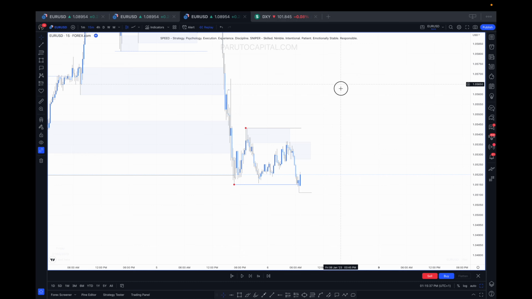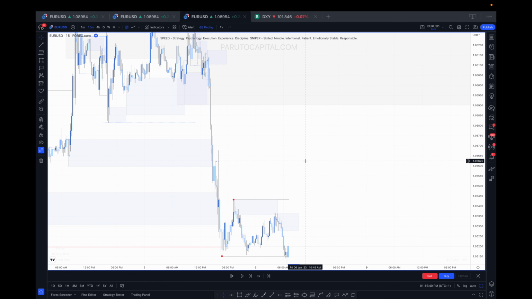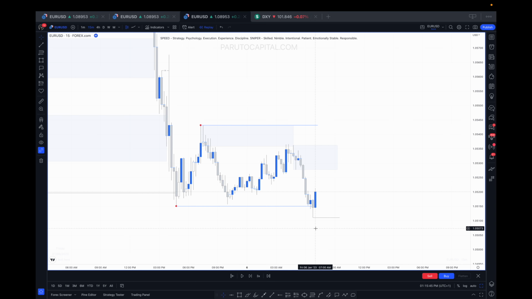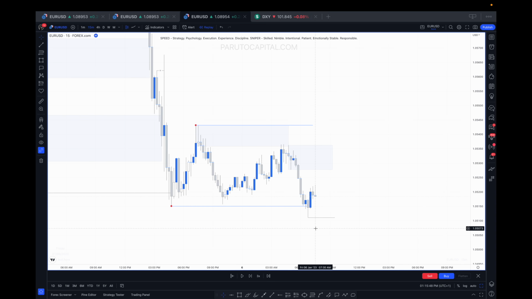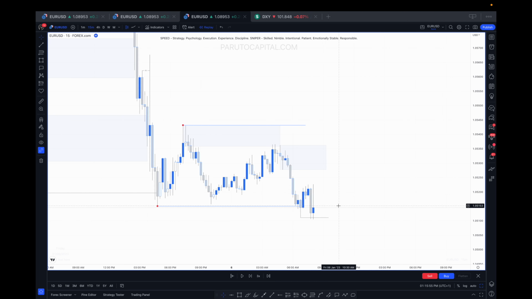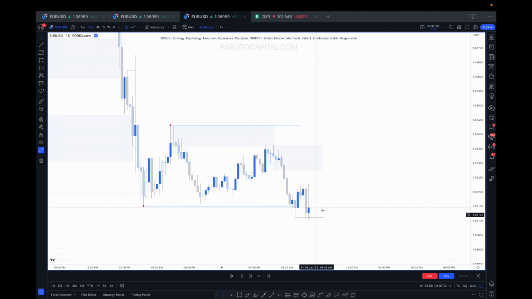However, price can of course return to fill the imbalance we have there. So this is 7 a.m. Let's see what happens. 7:15, 7:30, 7:45, we wicked that low. 8 a.m., we wicked the low again, and then we haven't taken that low.